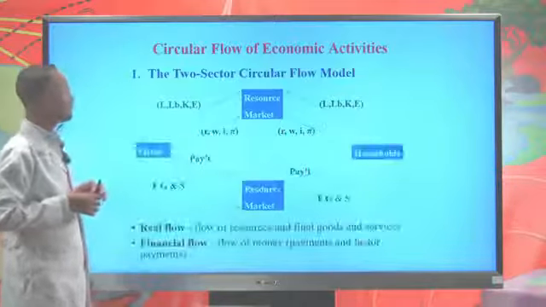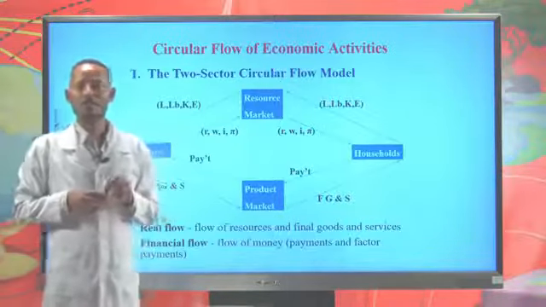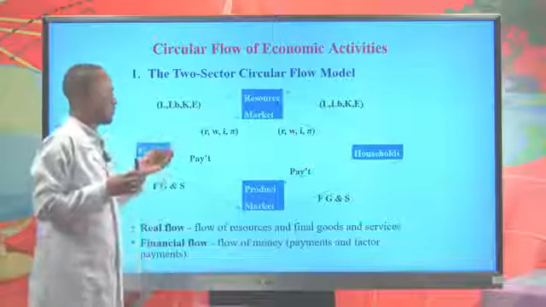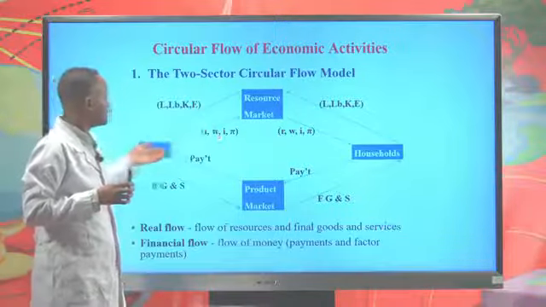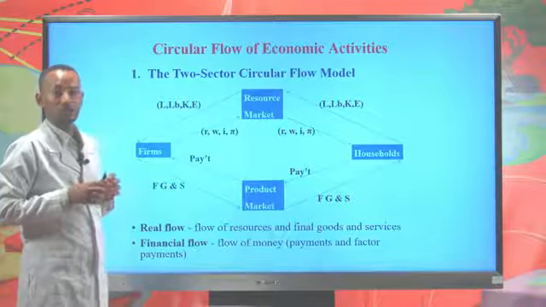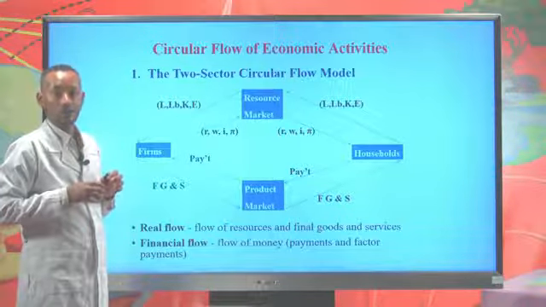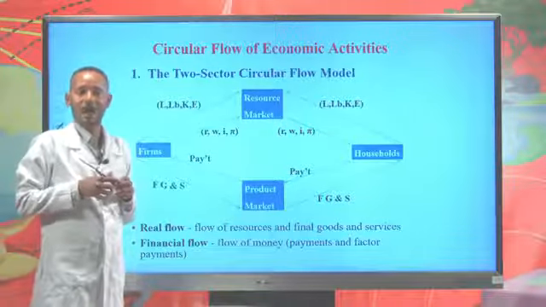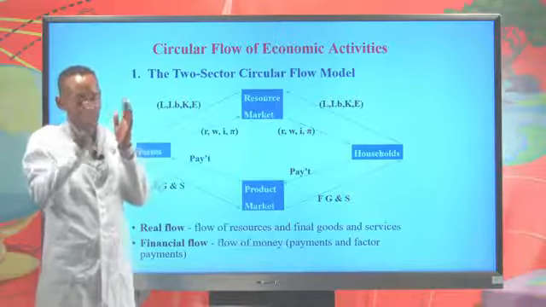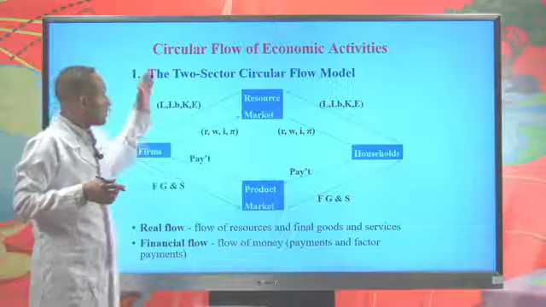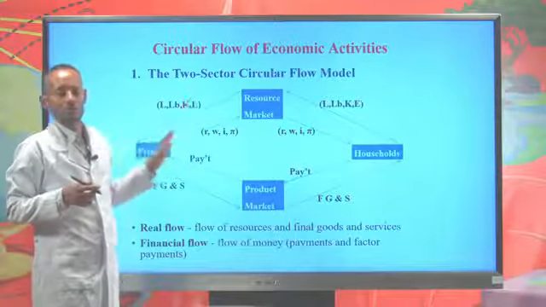Now let's see the circular flow of economic activities. We are going to see the two-sector circular flow model and the three-sector circular flow model. Under the two-sector circular flow model, households and firms interact in the product and resource markets without government in a closed economy. A closed economy is an economy without international trade. Under a closed economy, there are no imports and exports. Again, in the two-sector circular flow model, there is no government.